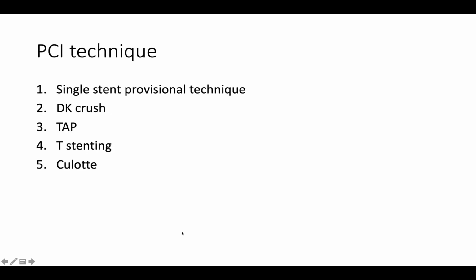Okay. The next question is, what will be the PCI technique? If we call single stent provisional technique, we just do the LAD left mainstem, or DK crush, or TAP, or T stenting, or culotte. Show that angiogram again. Yeah, I think we haven't seen enough. Yeah, go back to angio while the poll is up. This is assuming that we've decided to go for stenting. Well, it's a PCI session, so.